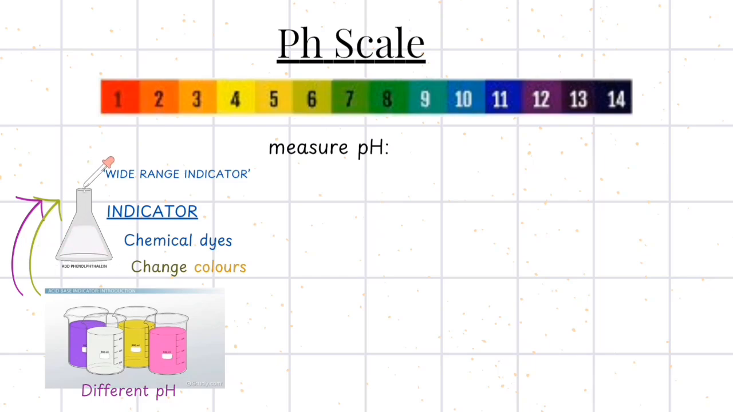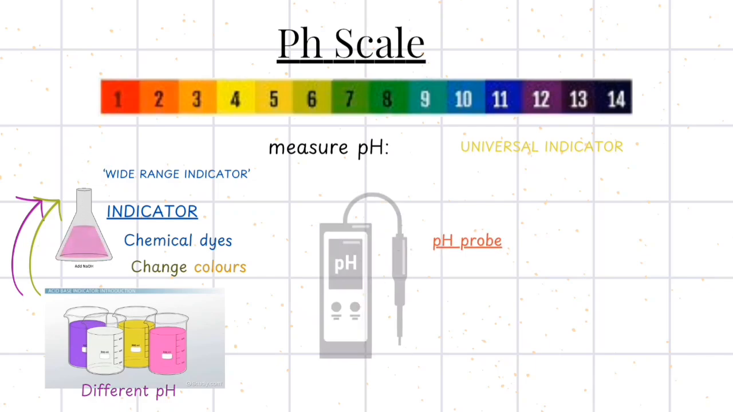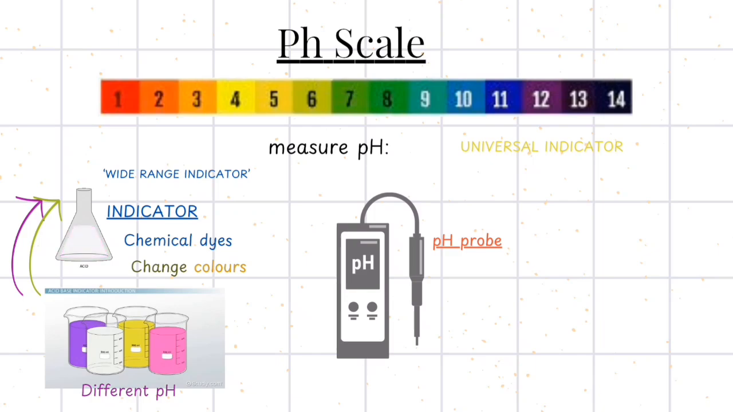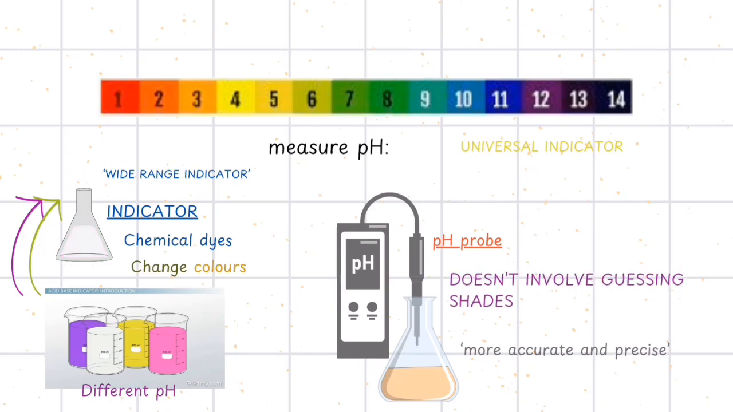The most common example is universal indicator, which gives the colors we have shown on our pH scale here, ranging from deep red at a very low, acidic pH to yellow-green and then bluey purple. As we increase the pH, it becomes more alkaline. The other way to measure pH is to use a pH probe connected to a pH meter. By dipping the probe into a solution, we can electronically measure the pH and get a numerical reading on the meter. A pH probe is more accurate and precise.